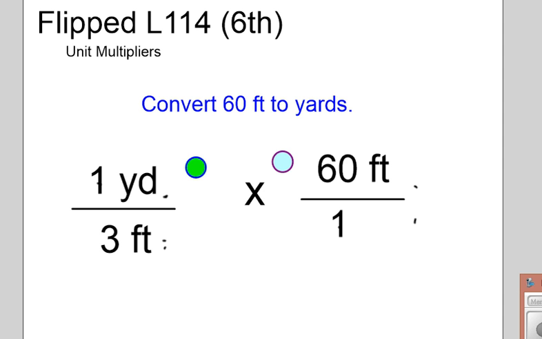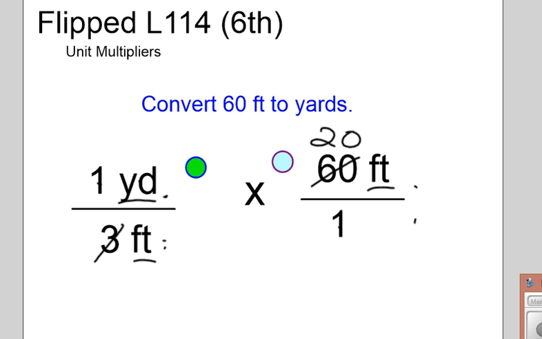Our 1 and 1 aren't going to make a difference, but I can take this 3 and take it out of this 60. So I'm reducing already, so I'm at 20 now. But I still have these labels. I still have yards, I still have feet, I still have feet. And if I take yards times feet, I'm going to get yard feet, whatever that is. And if I take feet times nothing, I'm going to get feet.